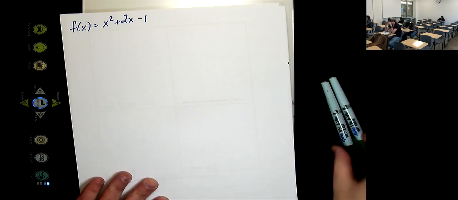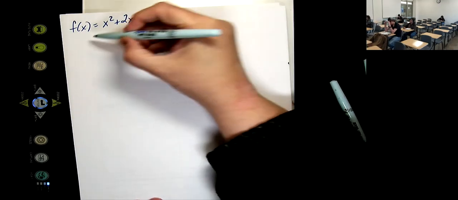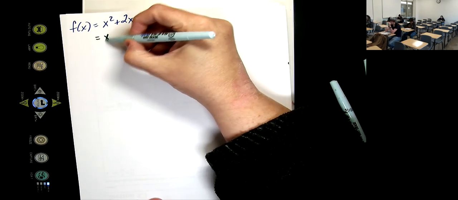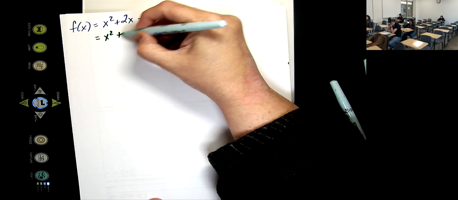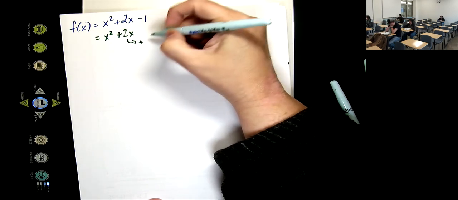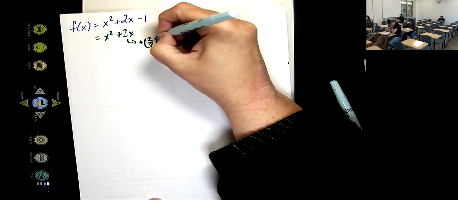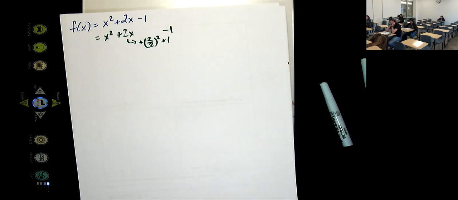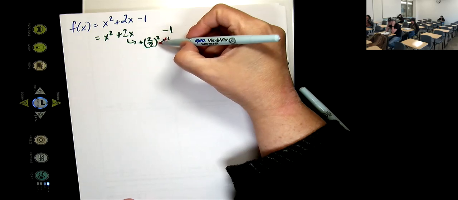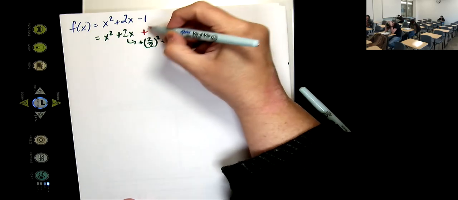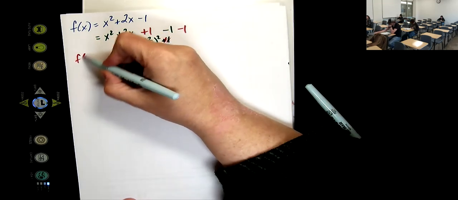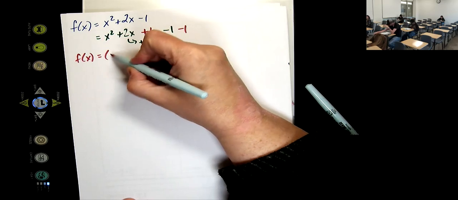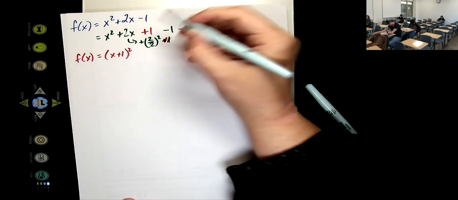All right, so I'm going to take that 2x divided by 2 and squared. I'll move that -1 over for a second. So 2 divided by 2 is 1, 1 squared is 1. I'm adding 1, so I'm going to subtract 1. Which means my f of x becomes x plus 1 squared minus 2.